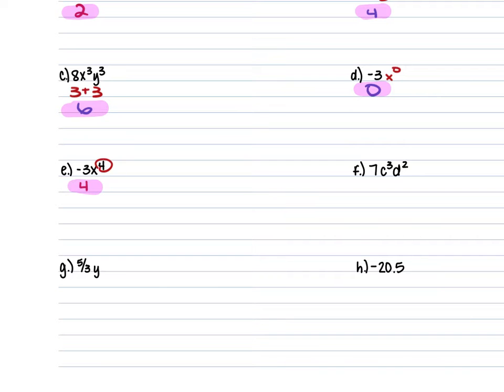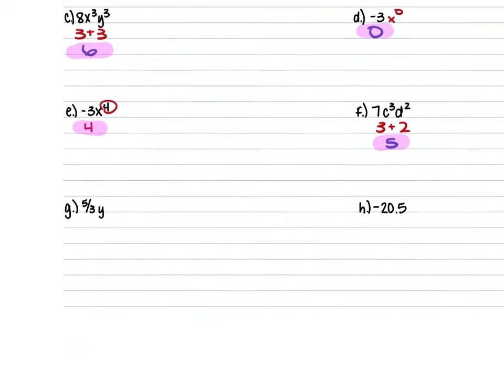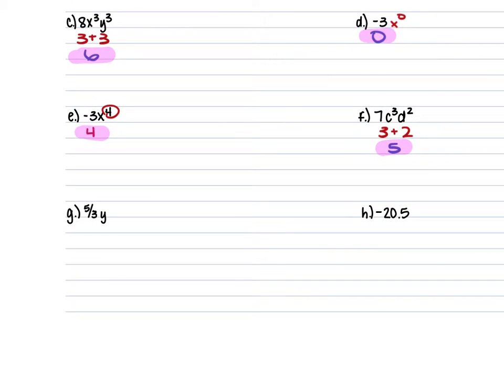For f, we have 7c cubed d squared. So we add the 3 and the 2, and we get a degree of 5. For example g, we have 5/3 y. That y does not have a power on it. However, it is an invisible 1, so automatically our degree is 1. And then with h, we have negative 20.5. We do not have a variable attached to this one, so automatically it's a degree of 0.